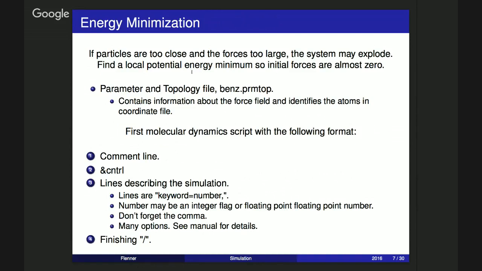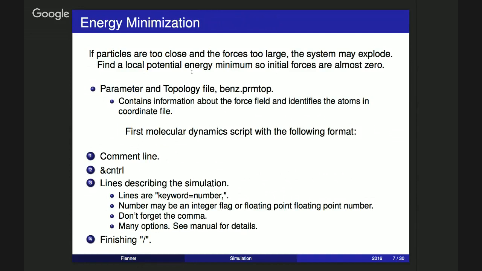The second line is &cntrl. Then you have lines describing your simulation. The first simulation we have is this minimization. These lines that describe the simulation start with a keyword, a lot of them keyword equals number. I don't know all the commands. The number sometimes is an integer that's just a flag, telling it one of the several options of things that it can do.